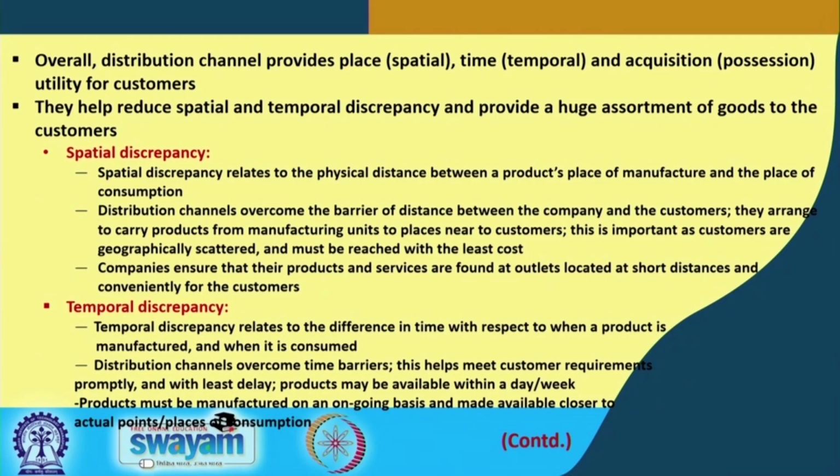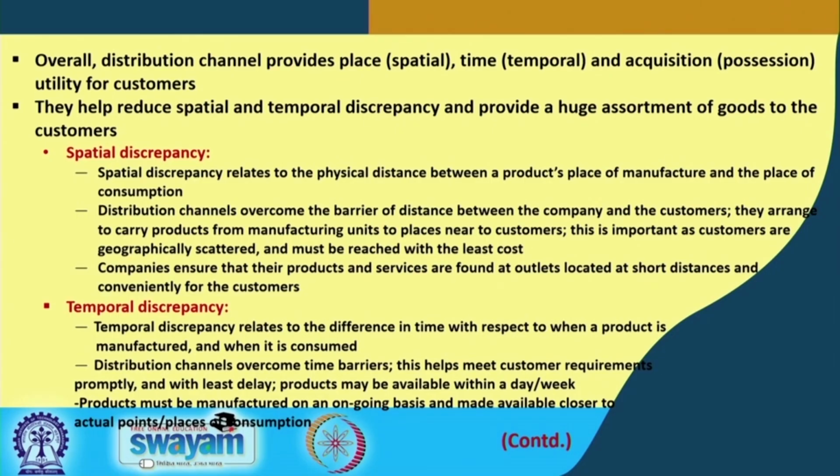Now, companies ensure that their products and services are found at as many outlets as possible, or even if the outlets are less, they are located at distances conveniently accessible for a customer. For example, a particular company may be making soaps, and the factory for the manufacture of the soap is in Uttar Pradesh. On the other hand, the customers for the soap are scattered across the country. A person who is in West Bengal cannot be expected to go to Uttar Pradesh to buy 1 or 2 units of soap, and that is why it becomes the responsibility of the company to ensure that the soap reaches the customer in West Bengal or Himachal Pradesh or wherever he is.